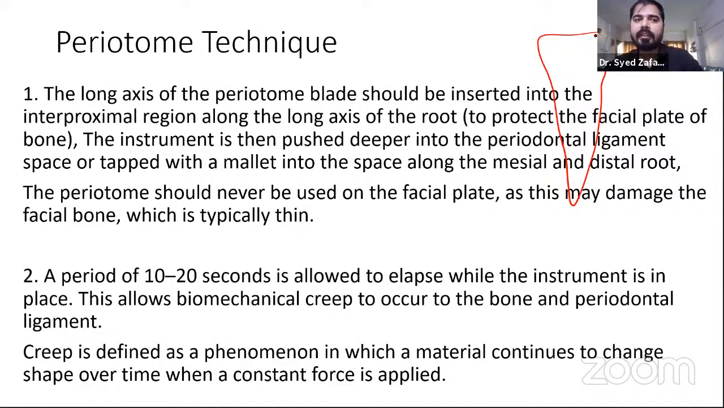The periotome blades are inserted along the long axis in this space like this. Blades are inserted on the mesial or distal side, not on the facial plate. As we already know, the facial plate is very thin, it can fracture. So we will lightly insert in the mesial, and then with a mallet we will tap it like this. Tap it and leave it for 10 to 20 seconds. Then we will tap it again, then leave it for 10 to 20 seconds. As the material is flexible, it will make its own pathway and go in the pathway.